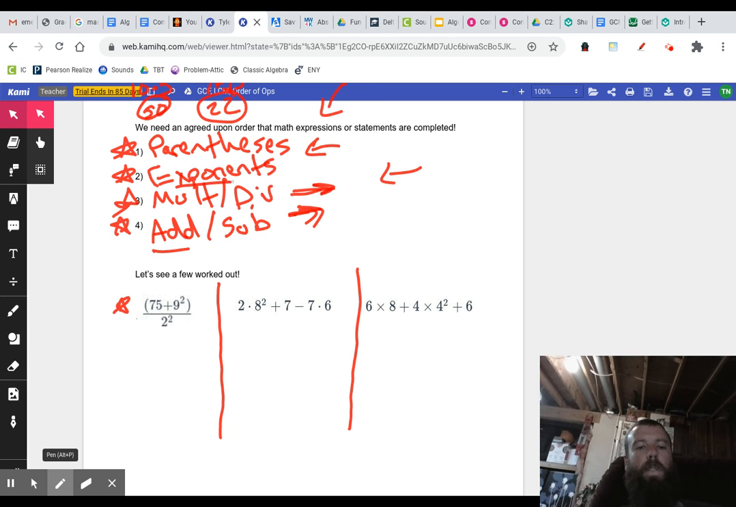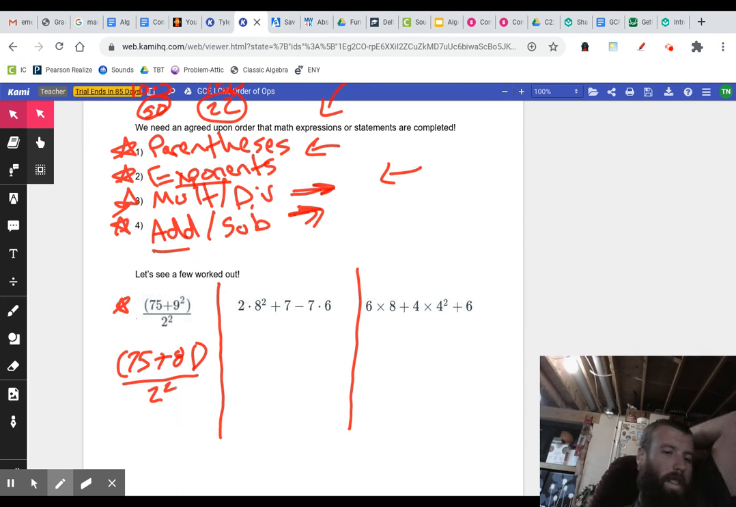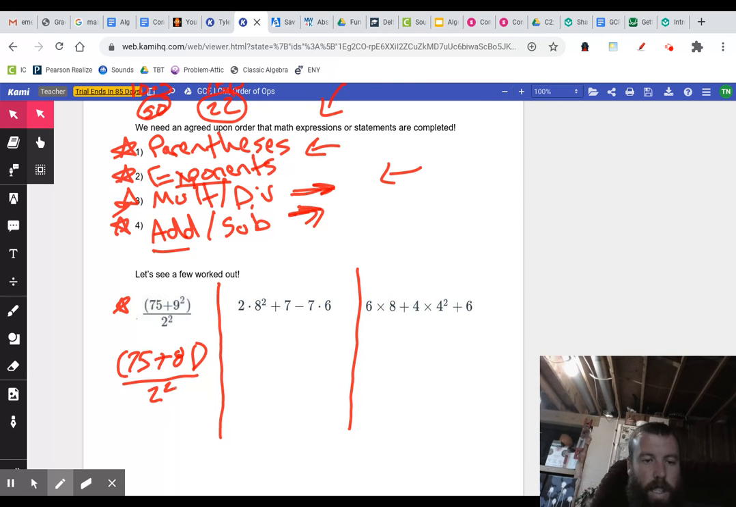So 9 to the power of 2 is 81, for all you crazy math nuts out there, because it's 9 times 9. 9 times itself 2 times. So now I have 75 plus 81, in parentheses, over 2 to the power of 2. So I restart this checklist. Do I have parentheses? I still have parentheses. What's inside the parentheses? Inside the parentheses is 75 plus 81. I don't really have a decision to make. That's the only thing in there to do. So I'm doing 75 plus 81, which is, what is that? 156. If my math serves me correct, 156.